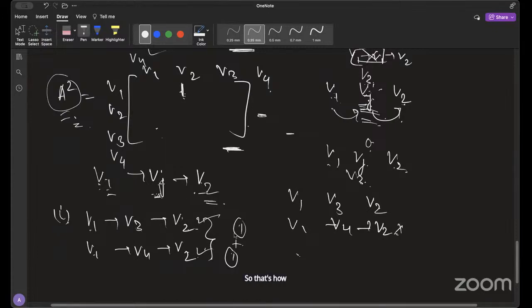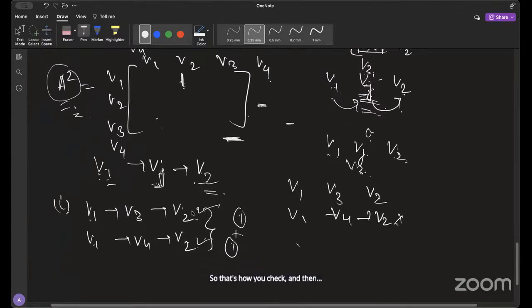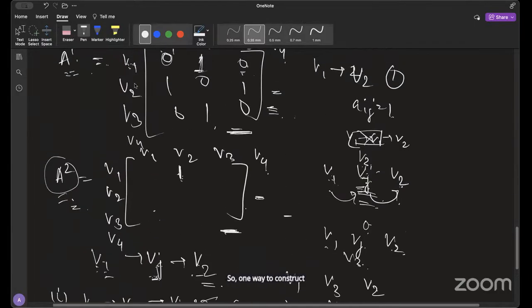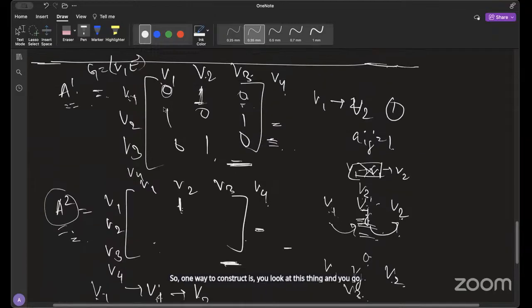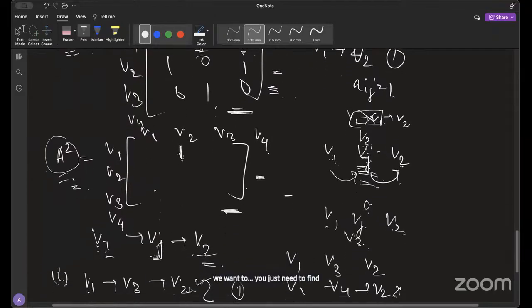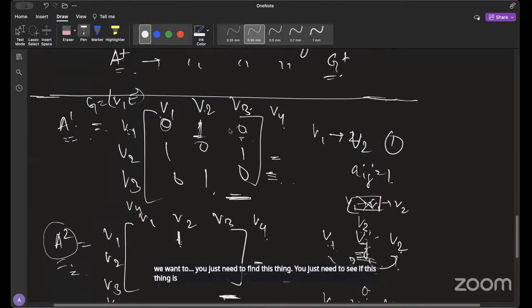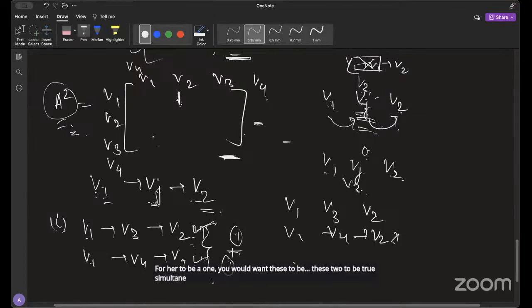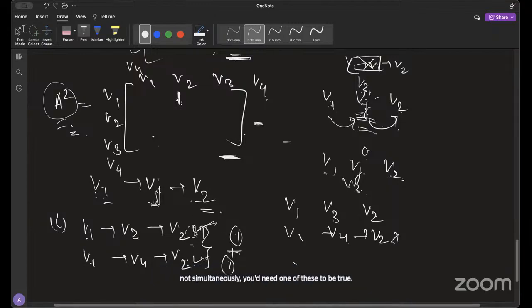So that's how you check. And then, one way to construct this is you look at this and you just need to see if this thing is true. You go from V1 to V3 and there is no edge from there. For here to be a 1, you would need one of these to be true, not simultaneously, only one of these. Both of them can also be true, and then also you'll have a 1 here.